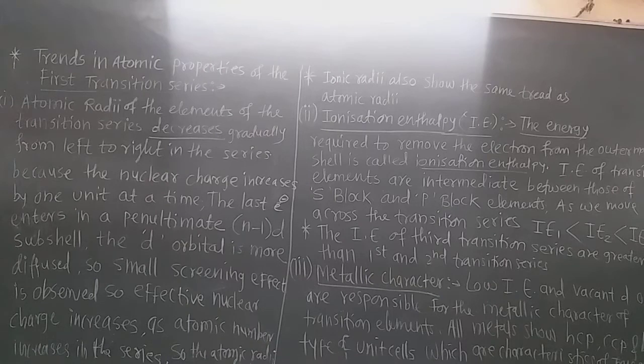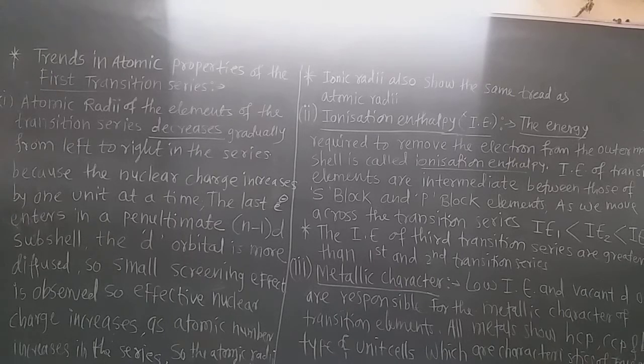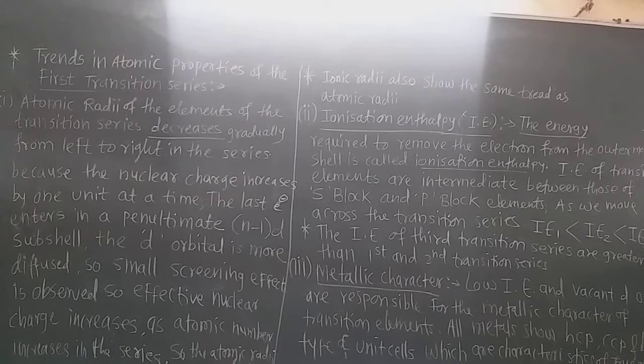There are 4 different series of the transition elements. First transition series, that is the 3d series. Second transition series, that is the 4d series. Third transition series, that is the 5d series. And fourth transition series, that is the 6d series. Now we have to study only the first transition series, that is the 3d series.